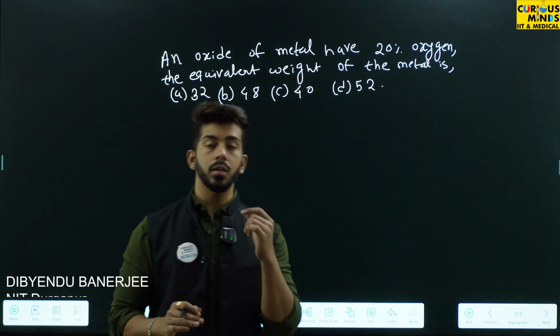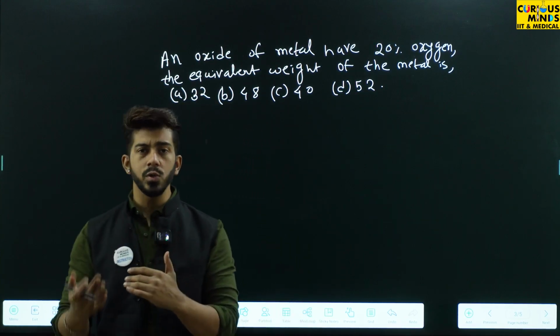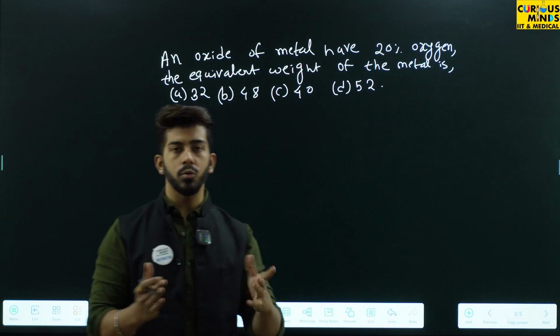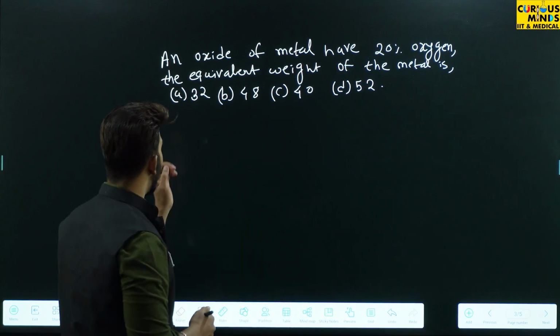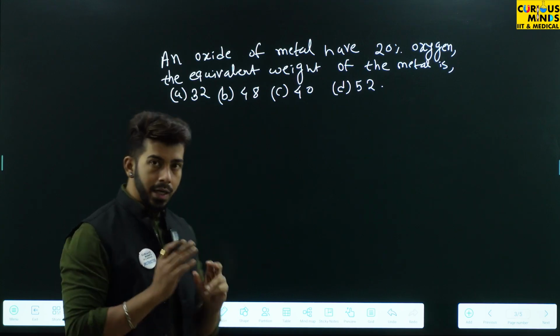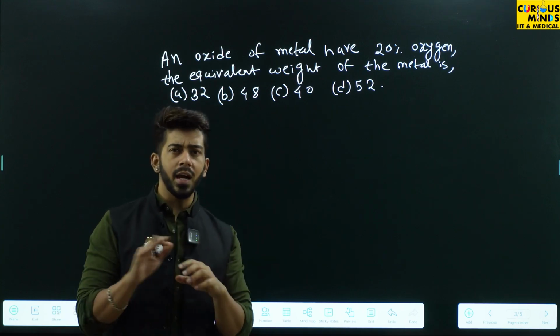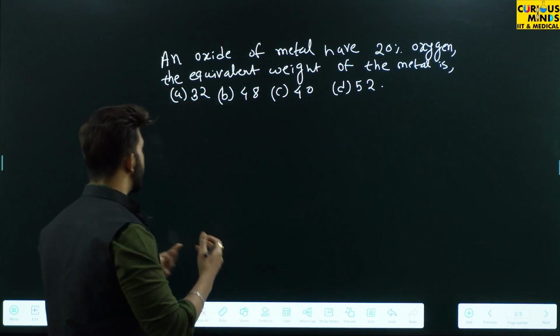Again we are solving the redox questions and equivalent concept questions, be it PYQs or any question from your module. So let's go to the next question. An oxide of metal has 20% oxygen. That means any random metal will react with oxygen to form an oxide, right? So let's talk about this.